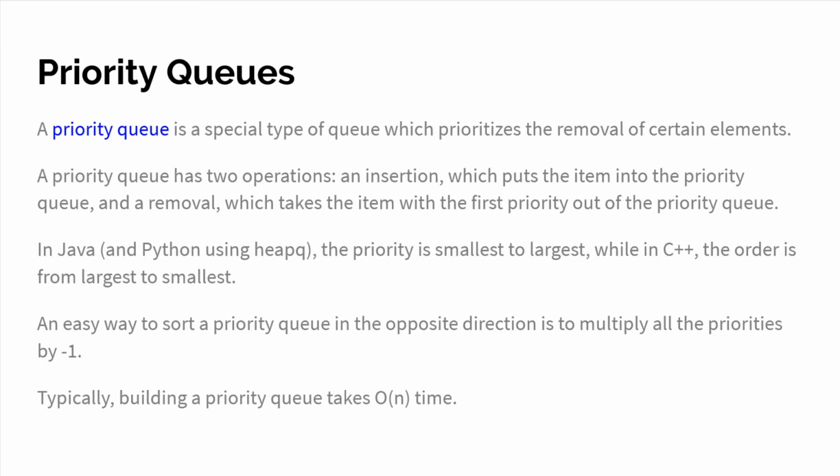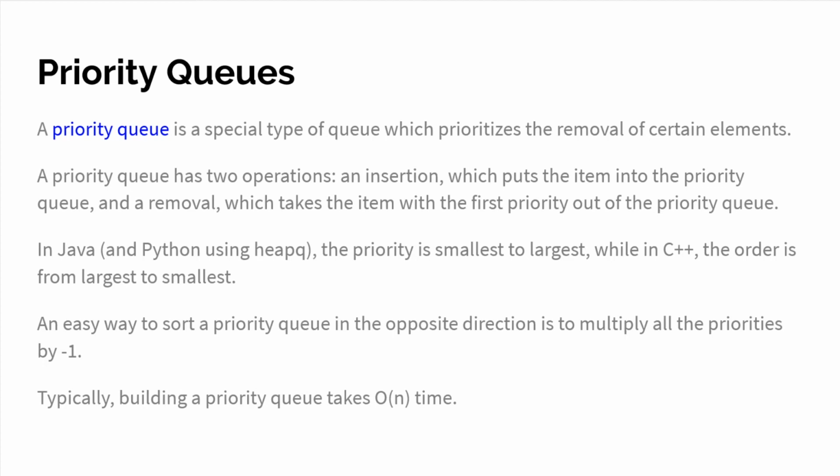But in C++, the order is from largest to smallest. So a priority queue would remove largest elements first. Now, if you wanted to sort it in a different order, you'd usually need to write a comparator, a custom function which compares two elements so that the priority queue will know which element to take out first. But writing a comparator is usually cumbersome and it's really not time efficient.